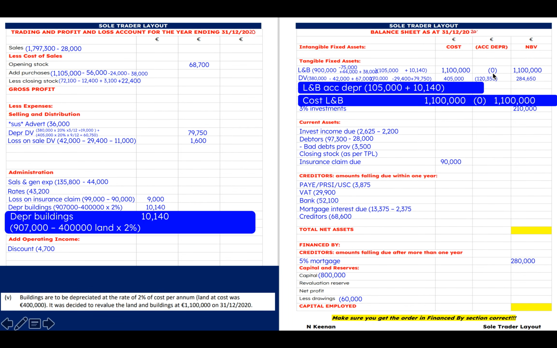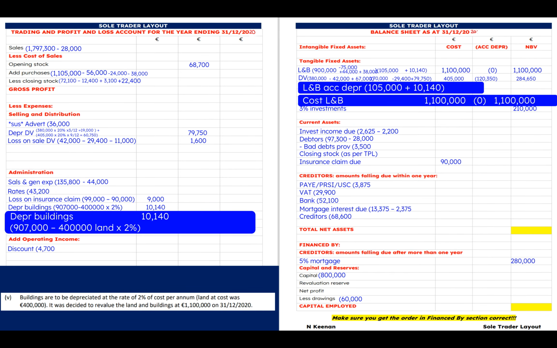I've got 0 in my accumulated depreciation, and I've got 1.1 million in my net book value because it was revalued at the end of the year. There's no depreciation here. Now, when a building is revalued, we have to create a revaluation reserve down in our finance buy. So it's not a profit that the company has made, because it's not a profit until they've actually sold the property and actually got the cash money for it, okay?